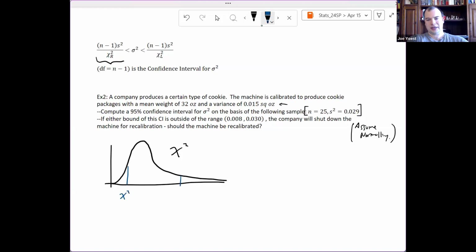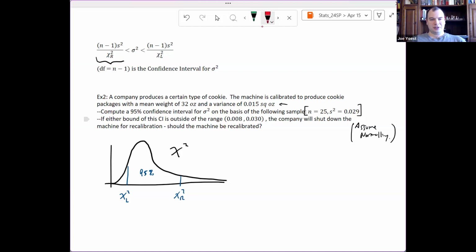I have two numbers, chi-squared left and chi-squared right. I want a 95% confidence interval, so 95% area in the middle, which puts 5% combined between the two tails. I don't have super nice symmetry between the indices because everything's to the right of 0.